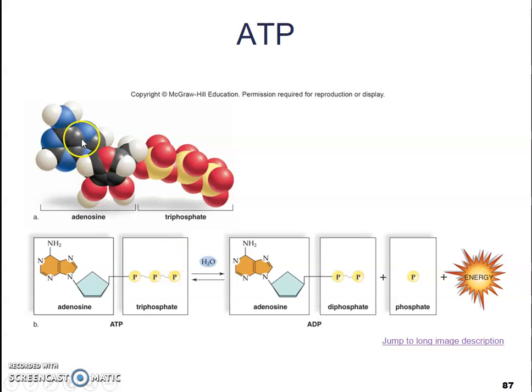And this is what it looks like. Here is the adenosine, and here are the triphosphates. We have 1 phosphate, 2 phosphate, and 3 phosphate. This 3rd phosphate is not happy being there. It really, really wants to break away. So when it does, it takes some energy, or it releases some energy with it.